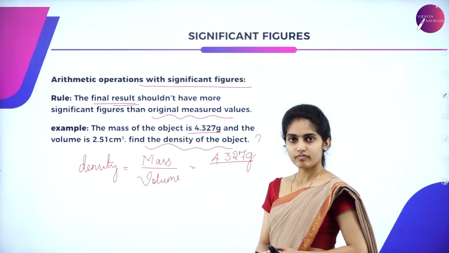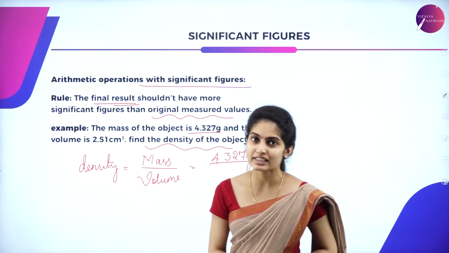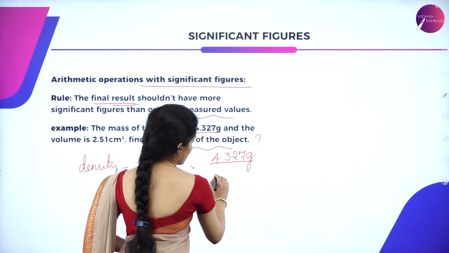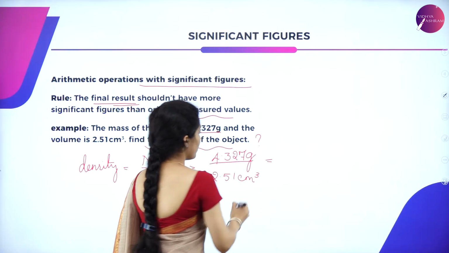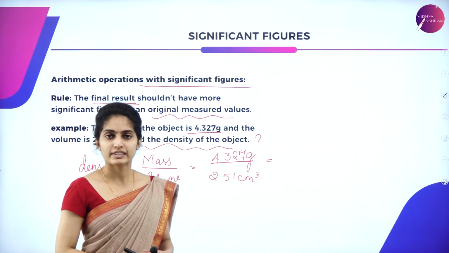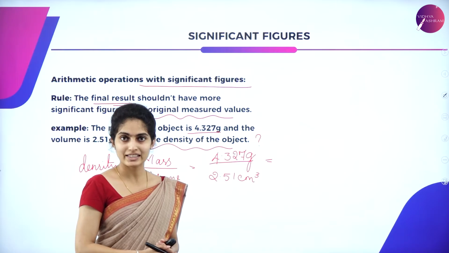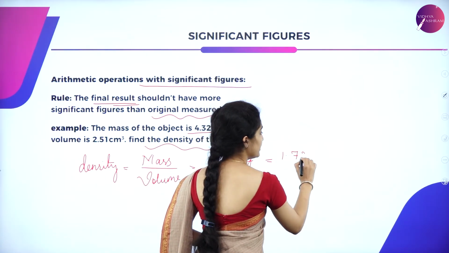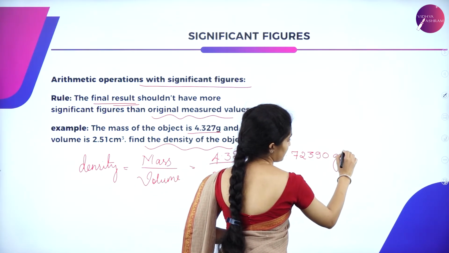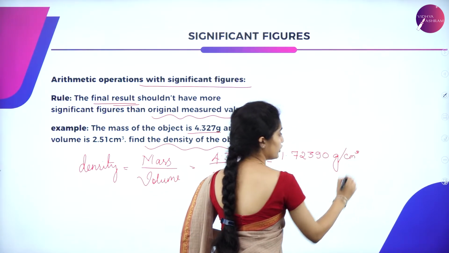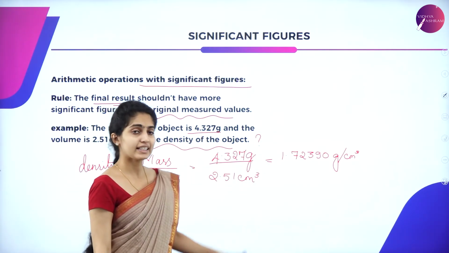Okay, so what is the volume? It is 2.51 centimeter cube. On dividing 4.327 by 2.51, we get 1.72390 gram per centimeter cube. Okay, gram per centimeter cube. Do you really think you can write like this?